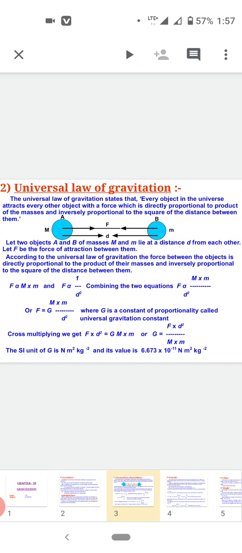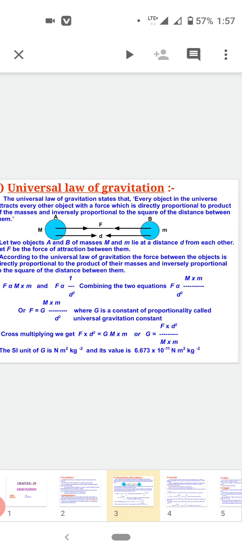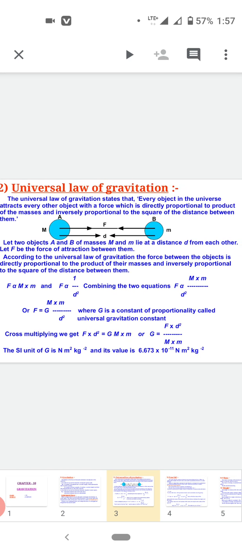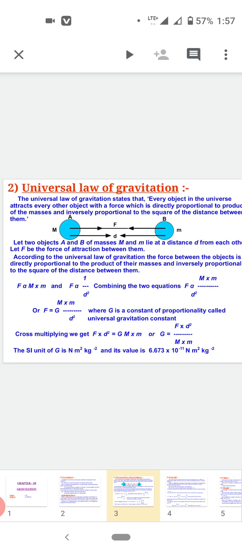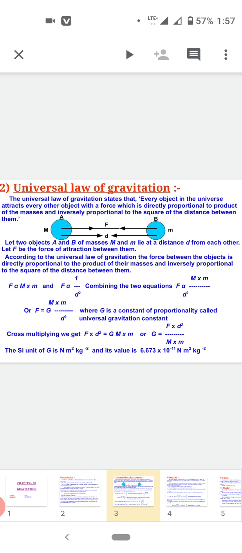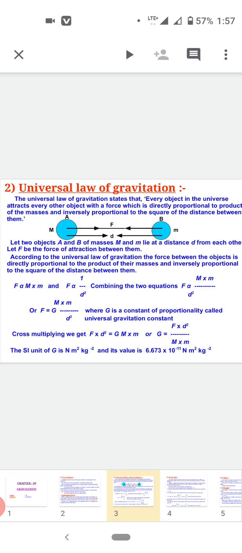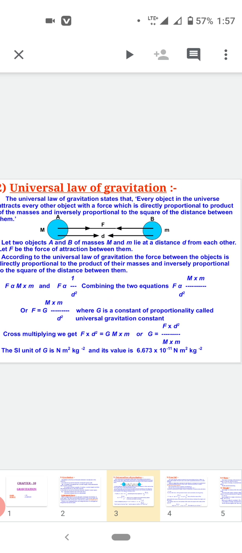Let two objects A and B, of masses m1 and m2, lie at a distance of d from each other, as shown in the figure. Let the force of attraction between the two objects be F. According to the universal law of gravitation, the force between two objects is directly proportional to the product of their masses. That is, F is directly proportional to m1 into m2. It is the product of their masses.